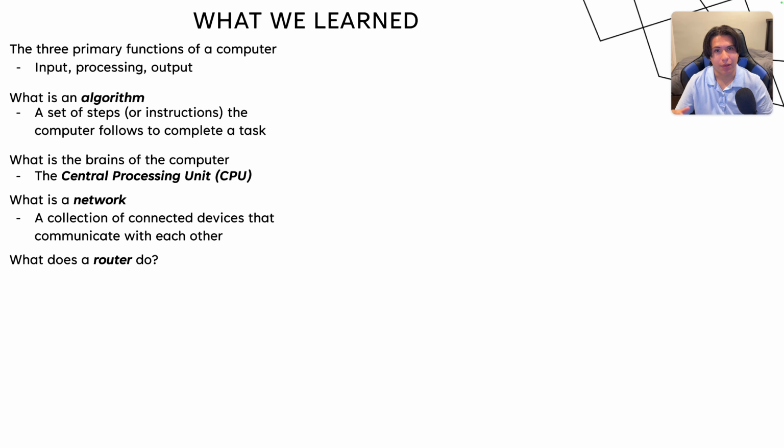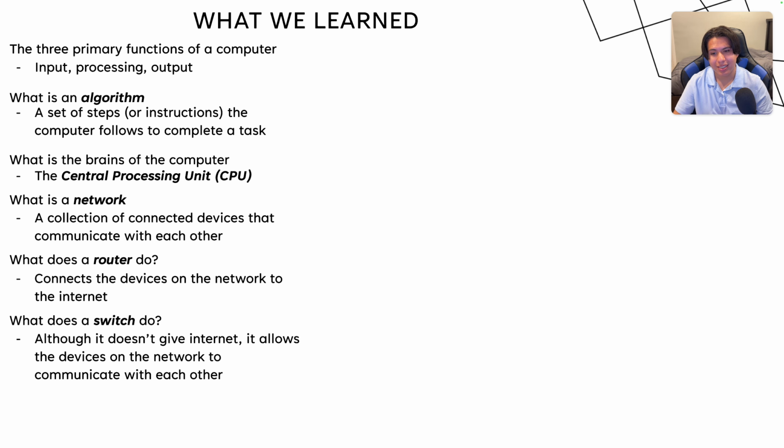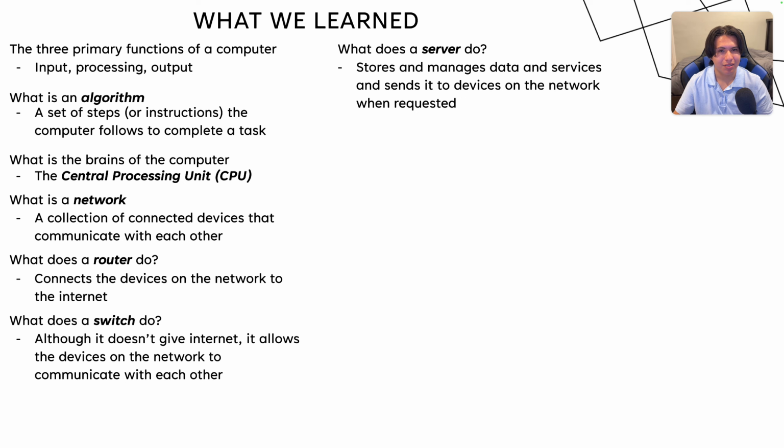What does a router do? It connects the devices on the network to the internet. What does a switch do? Although it doesn't give internet, it allows the devices on the network to communicate with each other and sends it to the desired device. What does a server do? Well, that wasn't much help, but it stores and manages data and services and sends it to devices on the network when requested. What does a modem do?